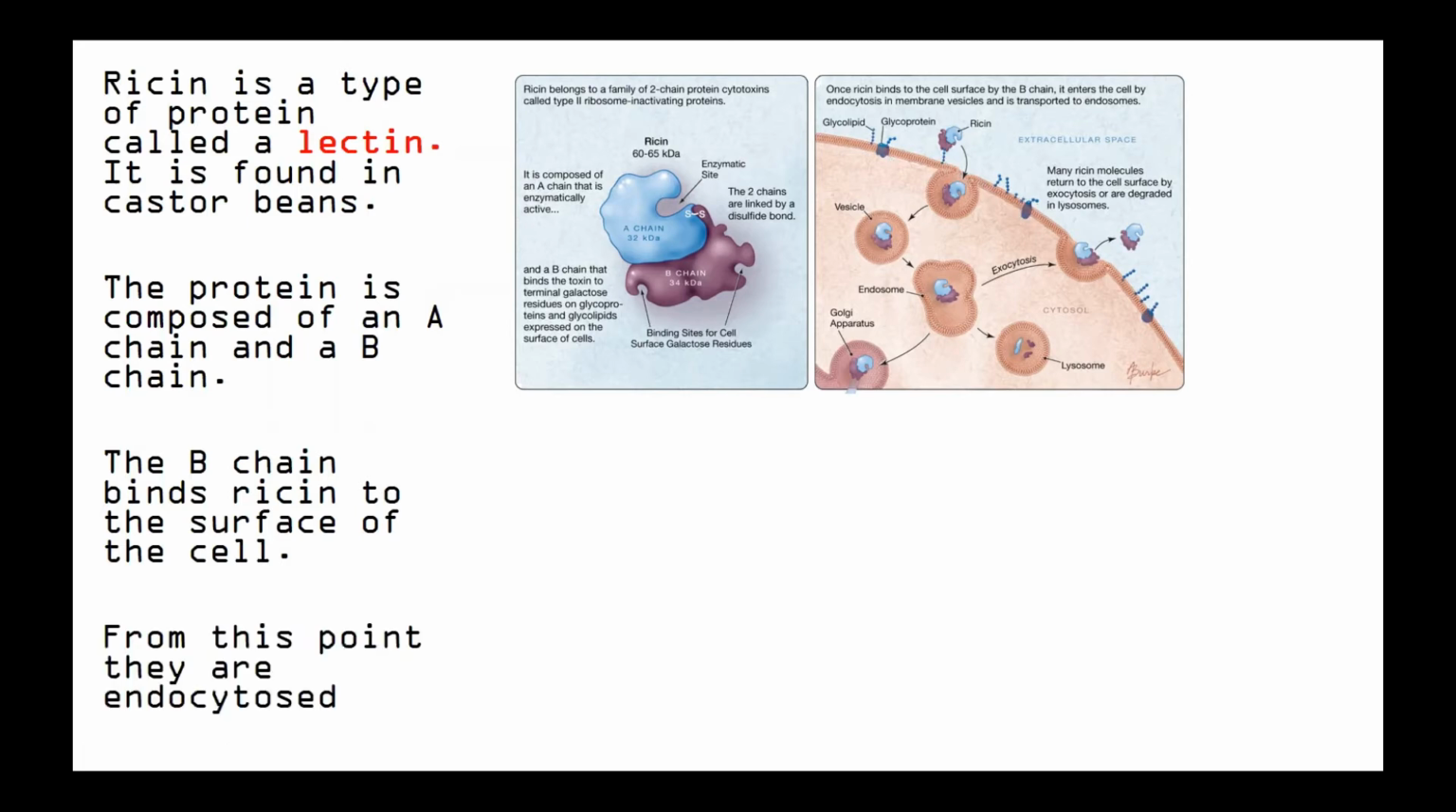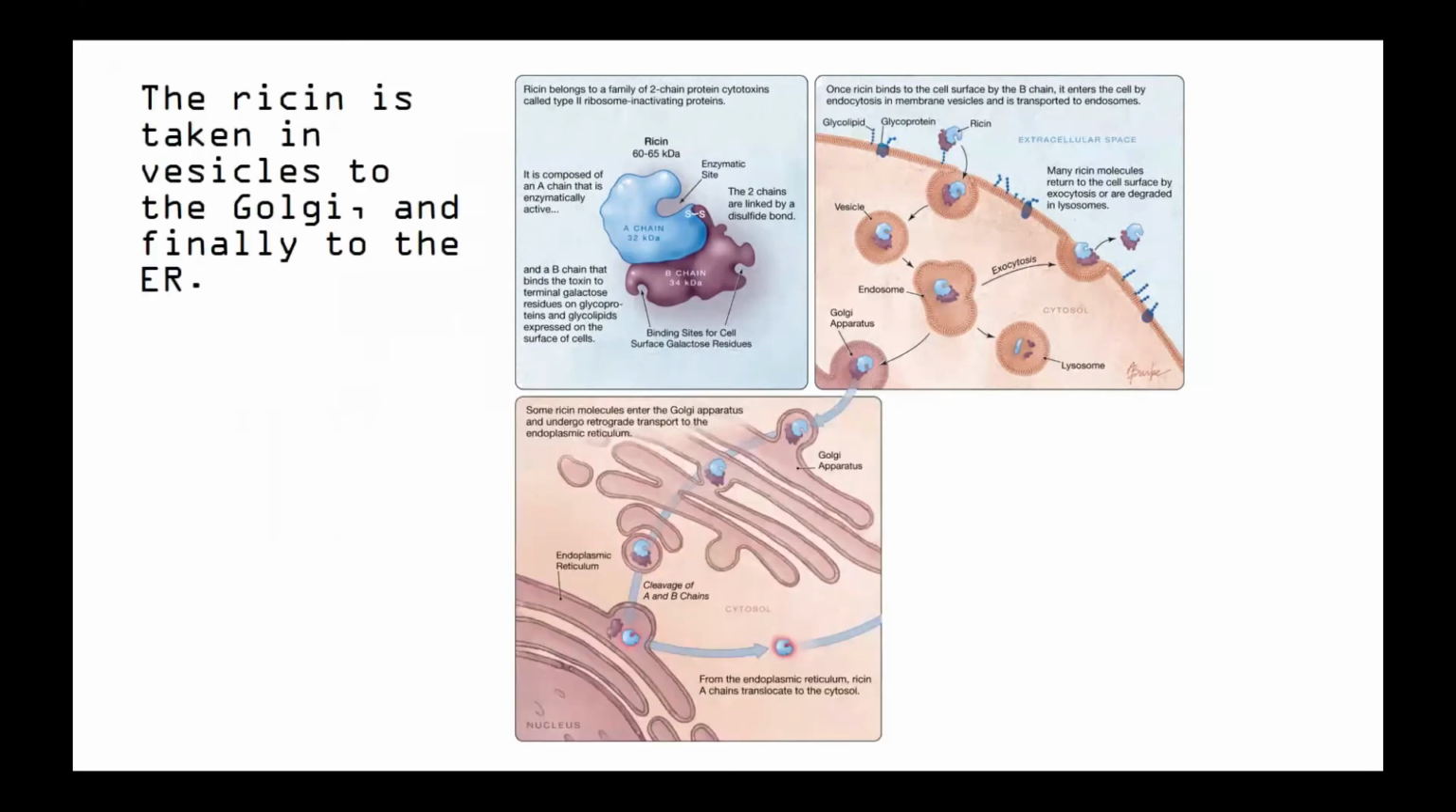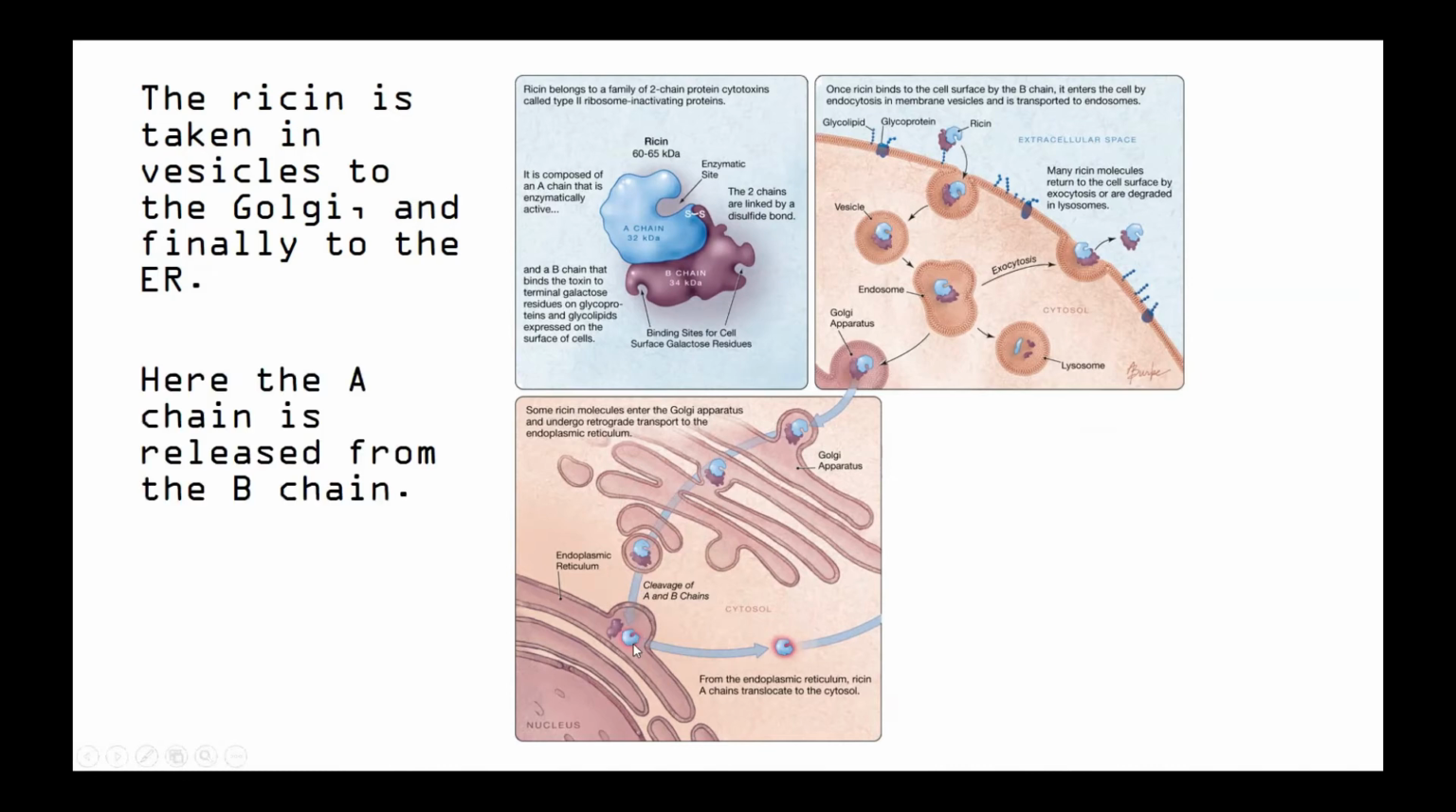From this point, it's endocytosed, taken into the cell, which we'll talk about more in lecture, into a vesicle, backwards through the endosomal pathway. Eventually, the ricin is taken all the way back to the Golgi, backwards through the Golgi, and into the ER. Here, the A chain is released from the B chain. The A chain is released into the cytosol, while the B chain remains in the ER for now.